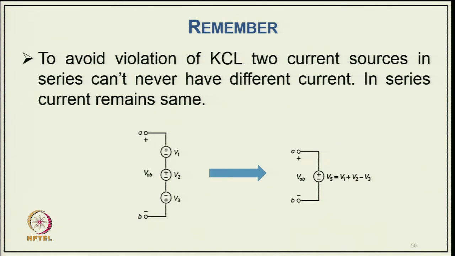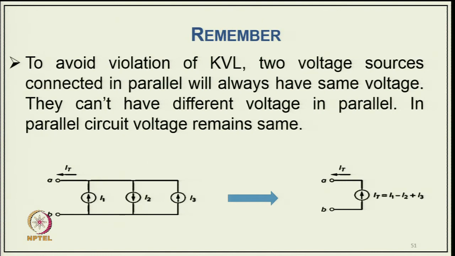To avoid the violation of KCL, or Kirchhoff's current law, two current sources in series can never have different currents. So, in series the current remains the same, as you can see the different voltage sources, but the current through them is the same. Voltage can be added because they are connected in series. So, this is equivalent to that. To avoid the violation of KVL, two voltage sources connected in parallel will always have the same voltage. So, they cannot have different voltages in parallel. In a parallel circuit the voltage remains the same, as you can see with the three current sources. The voltage here will be the same for all, but you can add all the currents.